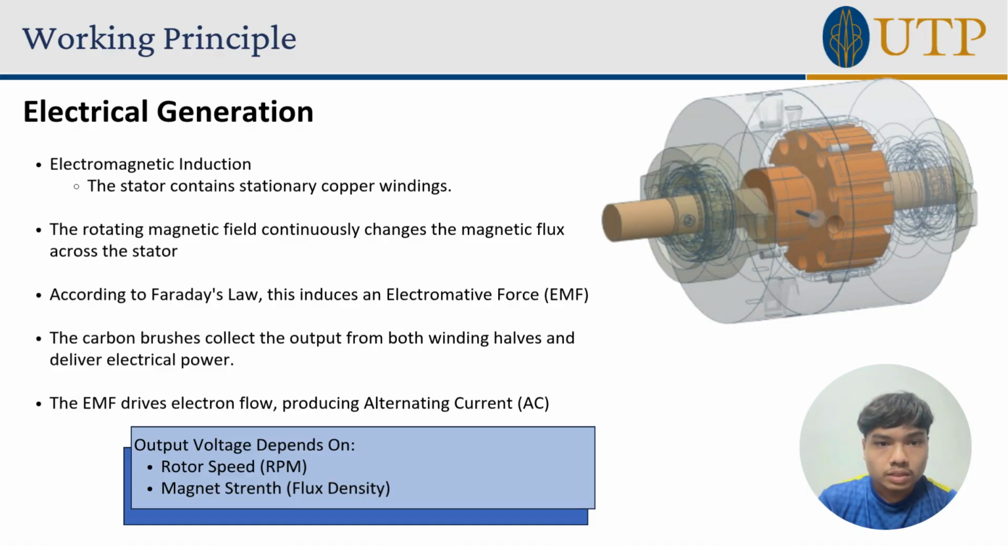Although the two rotor winding halves are electrically independent, they interact through the carbon brushes, which act as the electrical interface as the commutator rotates beneath two brushes. The brushes collect the generated current and combine the output from both winding halves to deliver power to the external circuit. The output voltage depends on factors such as the rotational speed, magnet strength, and number of coil turns. In general, increasing the rotor speed produces a higher output voltage.